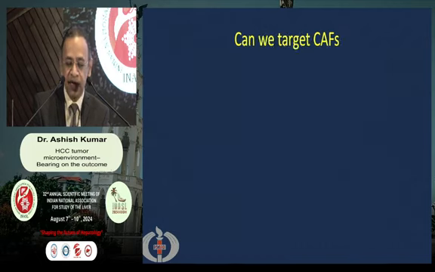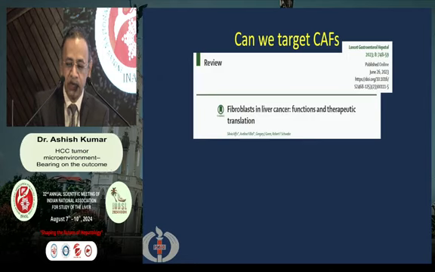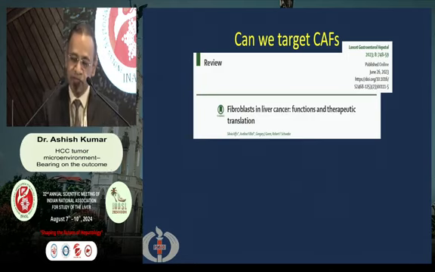So can we actually target these cancer-associated fibroblasts? Recently in 2023, there have been many papers which have looked at whether we can target these cancer-associated fibroblasts and use that in treatment.